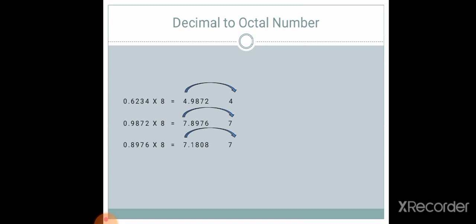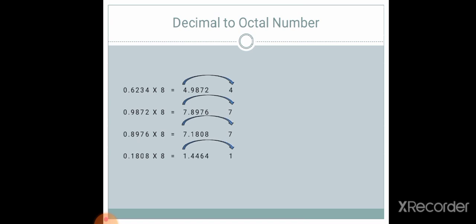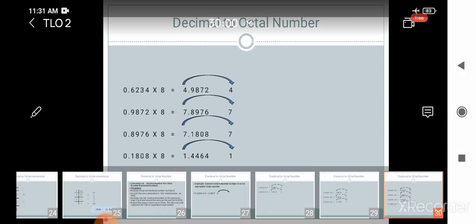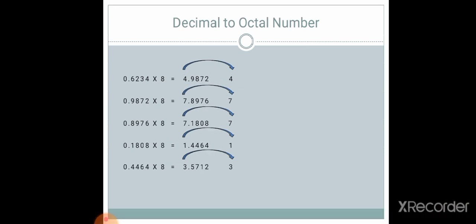So the remaining number is 0.1808. We'll copy that 0.1808 and we'll again multiply it with 8. So the answer is 1.4464. So we'll again pick up that 1, we'll write it in front of our answer. So the remaining number is 0.4464. Again we'll multiply 0.4464 with 8. The answer is 3.5712.